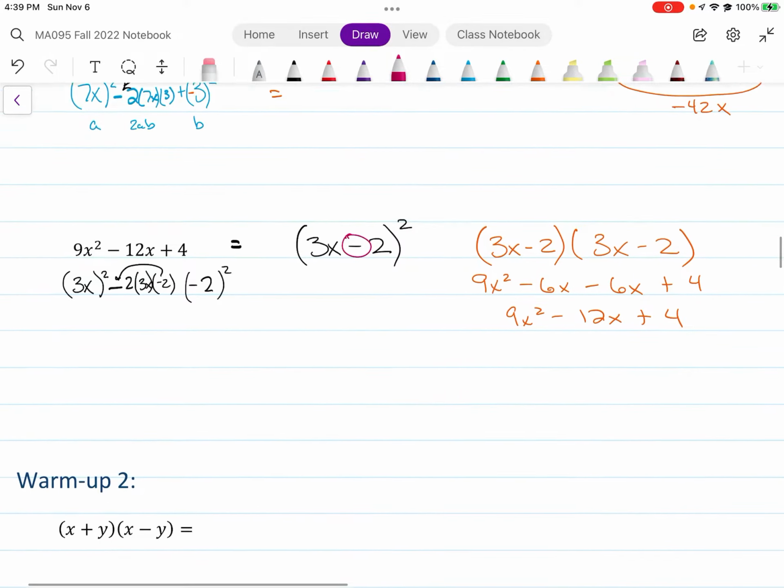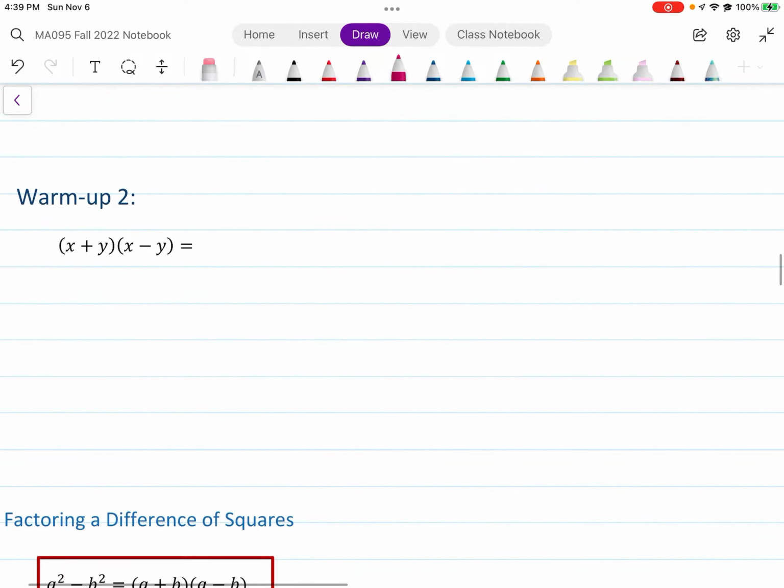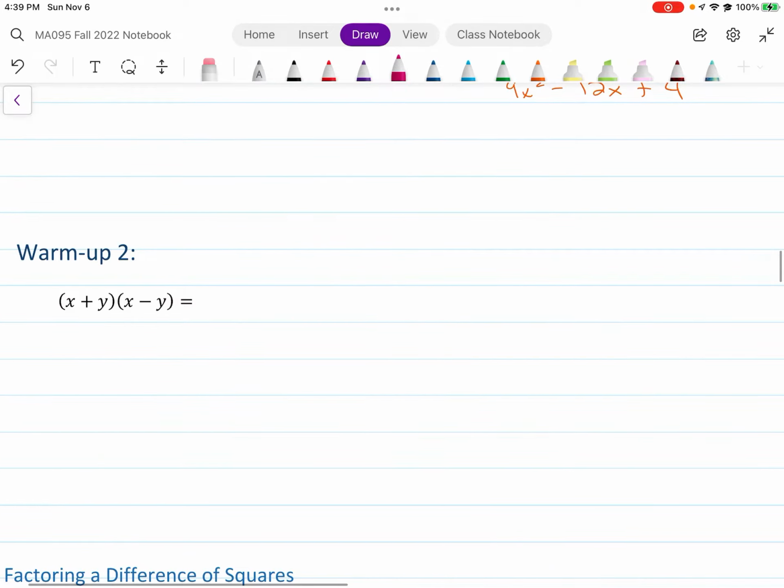All right, so let's try a different kind. So let's do a quick warm-up. (x plus y) times (x minus y). Pause the video and work that one out. Okay, so if I'm going to do FOIL on this, I get x squared. And outside is going to be minus xy. And inside is going to be plus xy. And then the last is going to be positive y times negative y is minus y squared.